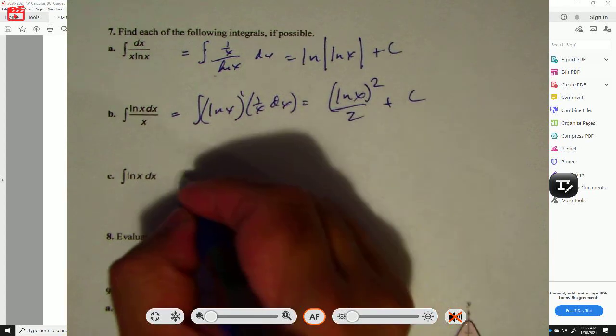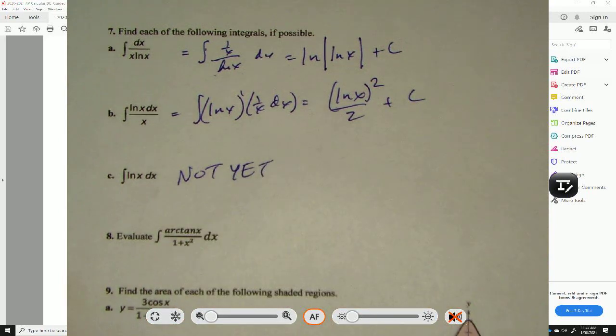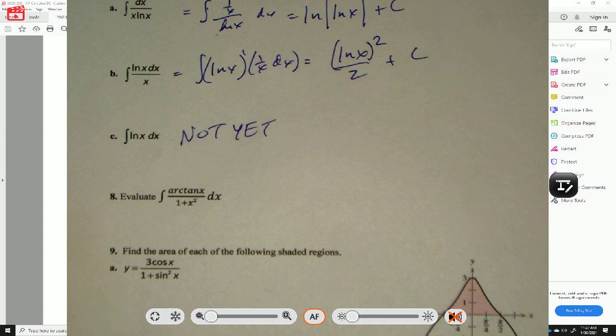And this, not yet. You will actually learn how to do this, but not yet. This is not covered until, I think, chapter 6, which is the next chapter. Alright. Here. What in the world is that?